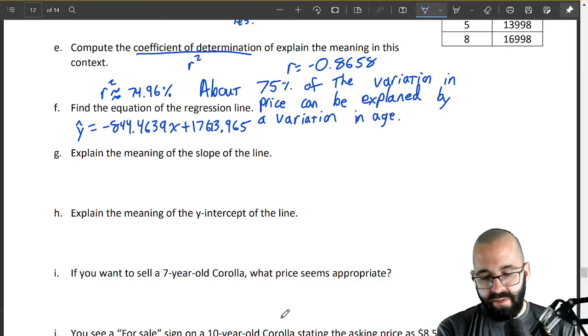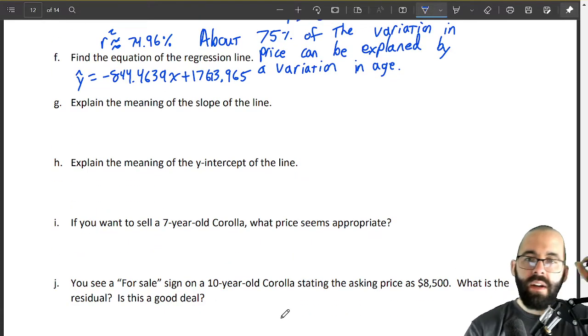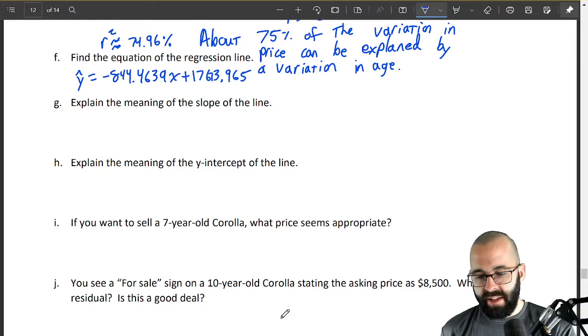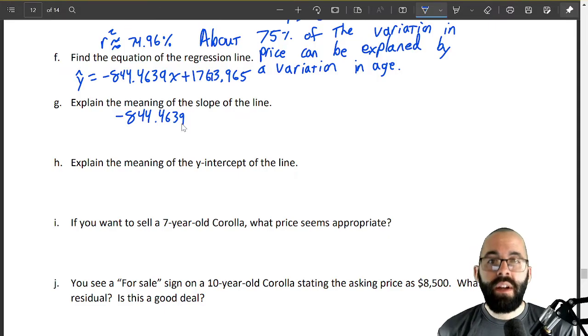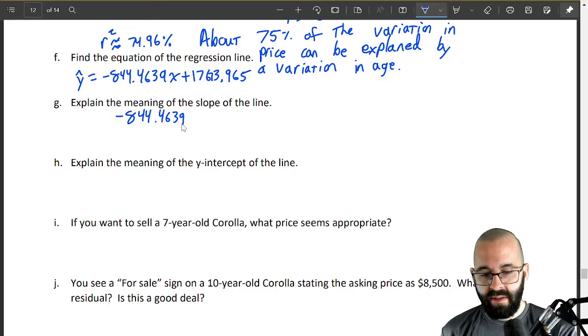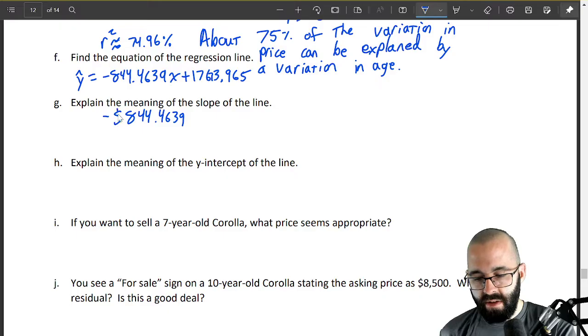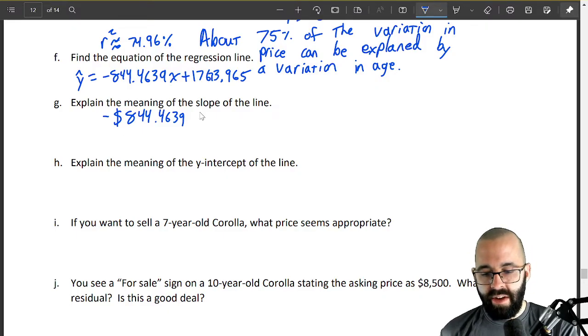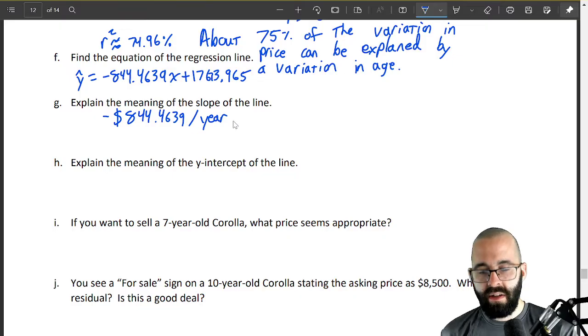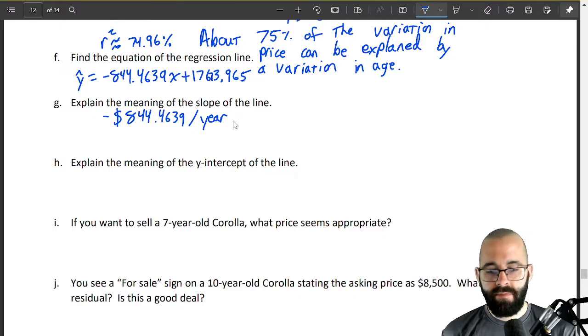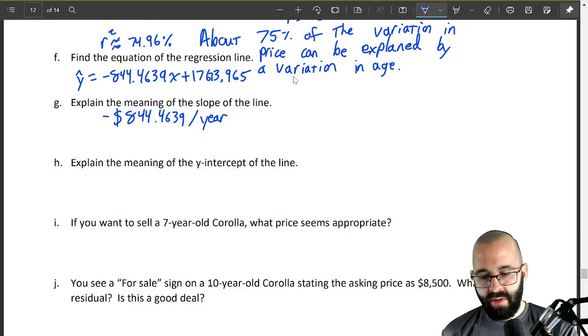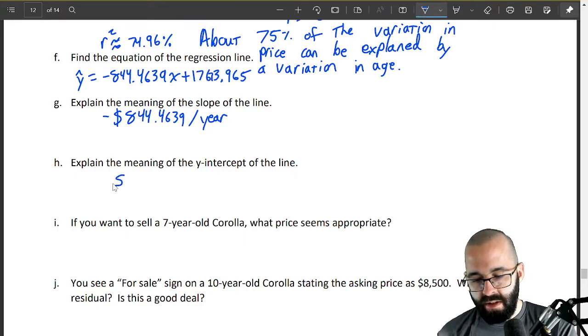Again, explain the meaning of the slope and the y-intercept. That slope is -844.4639. What are the units of slope? They're the units of y, price, divided by the units of x. This is going to be -$844 per year. And again, the y-intercept is in the units of y, about 17,674.